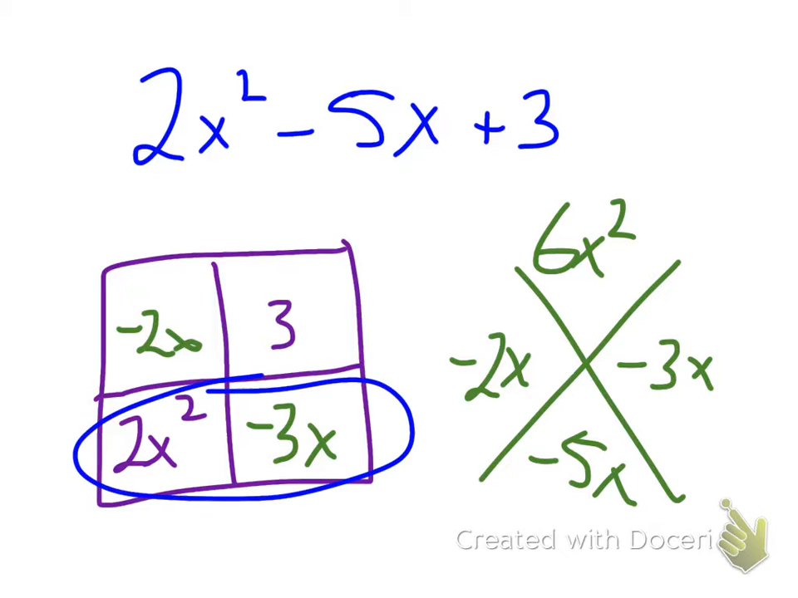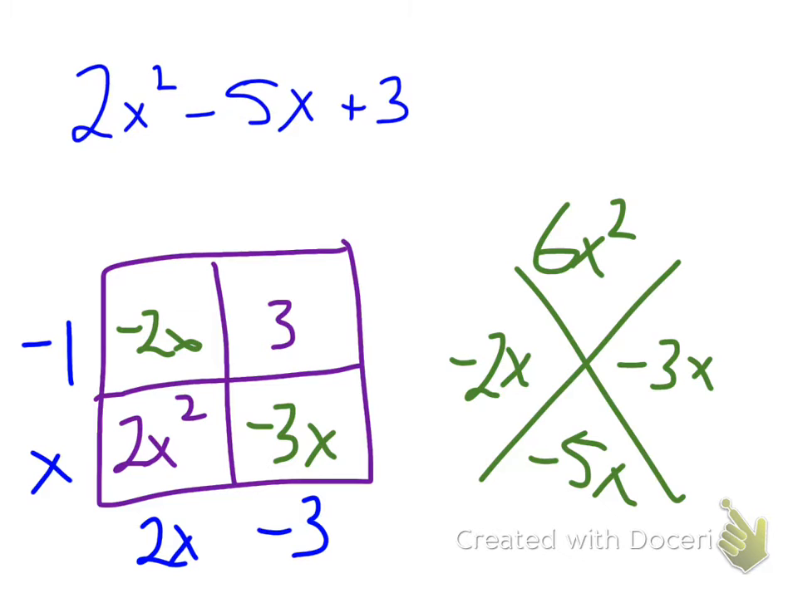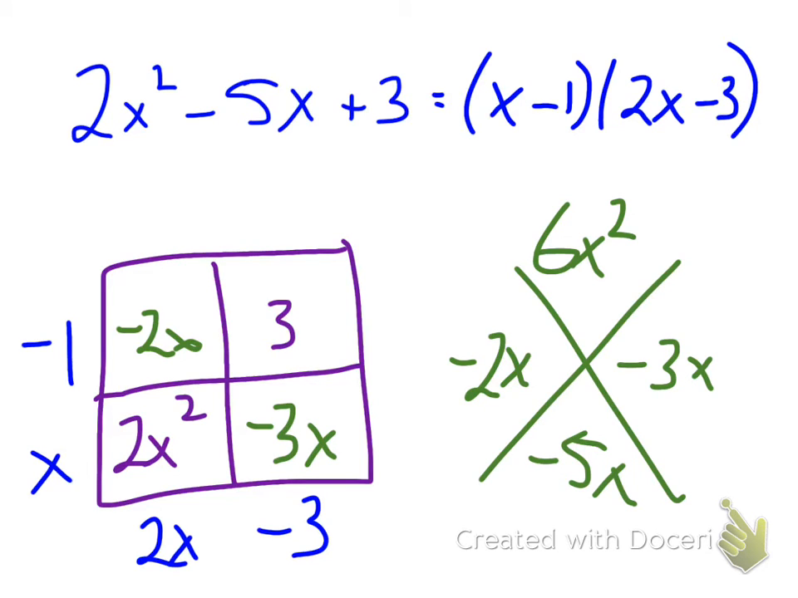Looking at my greatest common factor, I can take an x out. X times down there would have to be a 2x. 2x times that one is going to give me a negative 2x. So it has to be a negative 1. And right here, it has to be a negative 3. So 2x squared minus 5x plus 3 is going to equal x minus 1 times 2x minus 3. Hope that helps.